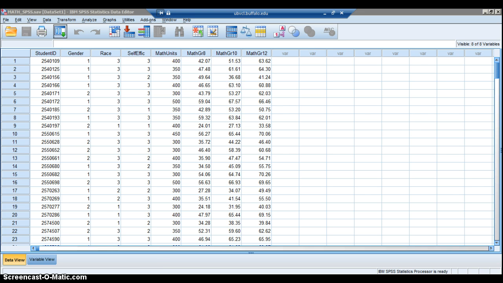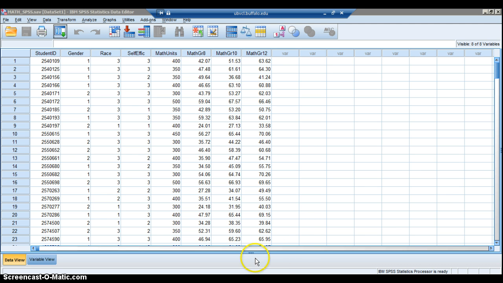I'm going to use the example that we talked about in class for lab where we want to see if there's a relationship between how many math units a person takes in high school and their grade 12 math achievement. So same example as in class.